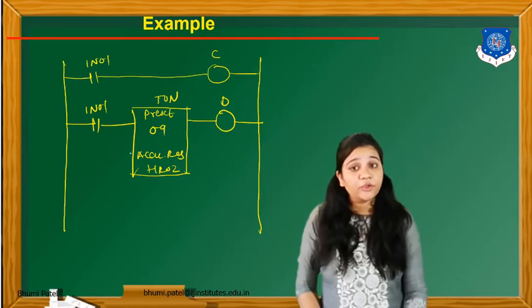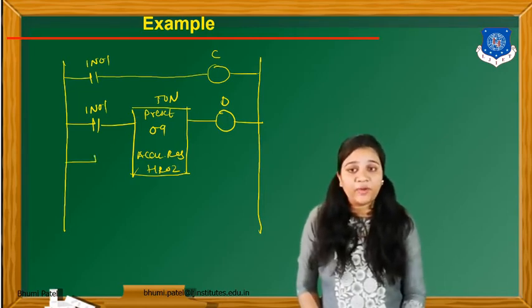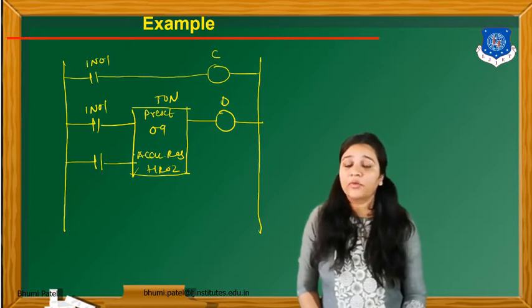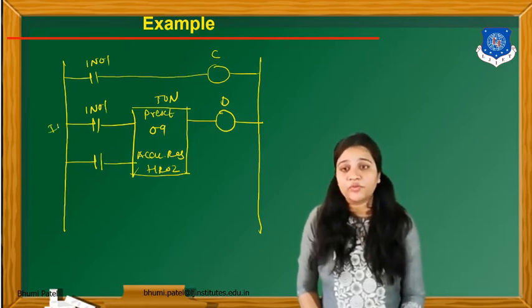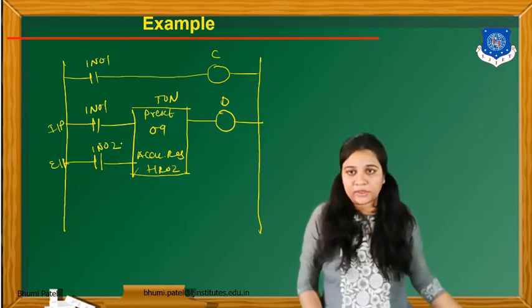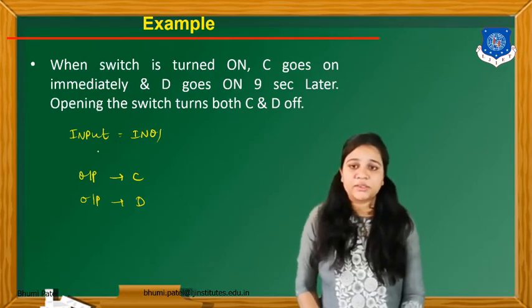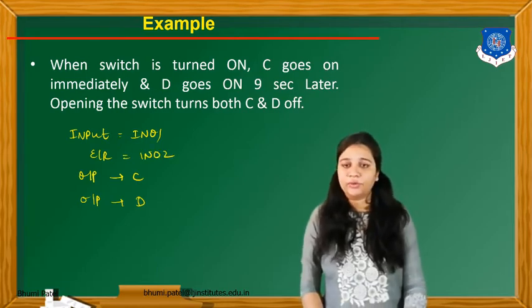Now, whenever you draw the block format of the T on or the T off timer, you have to take two inputs: first for the input switch, and second for the enable or reset. So you have to mention in the input output format the second, enable or reset, and the name of the enable or reset is IN02.